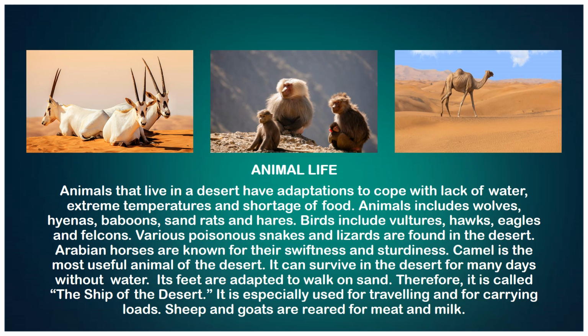Arabian horses are known for their swiftness and sturdiness. Camel is the most useful animal of the desert. It can survive in the desert for many days without water. Its feet are adapted to walk on sand. Therefore, it is called the ship of the desert. It is especially used for traveling and for carrying loads. Sheep and goats are reared for meat and milk.